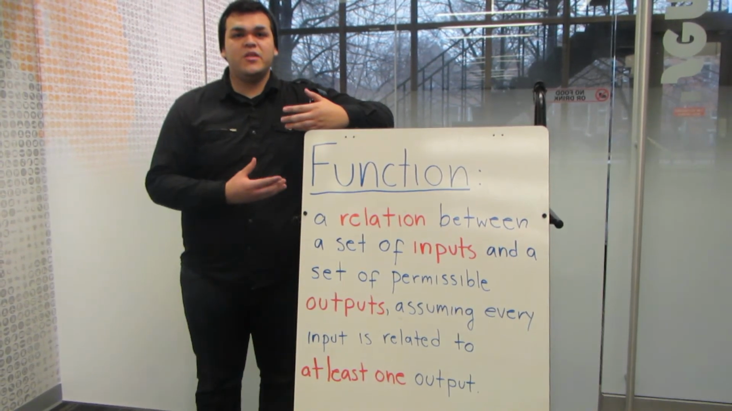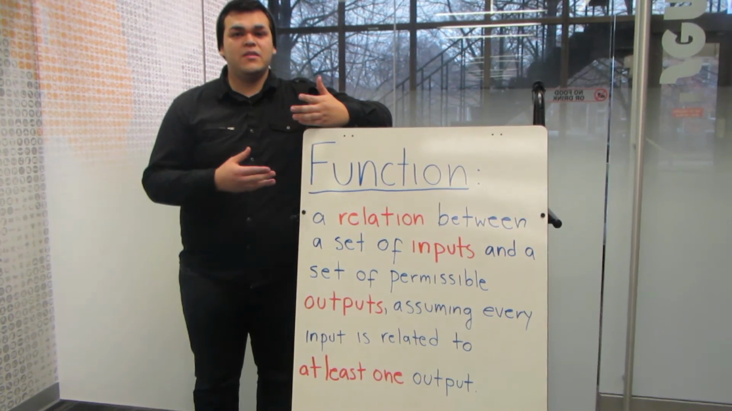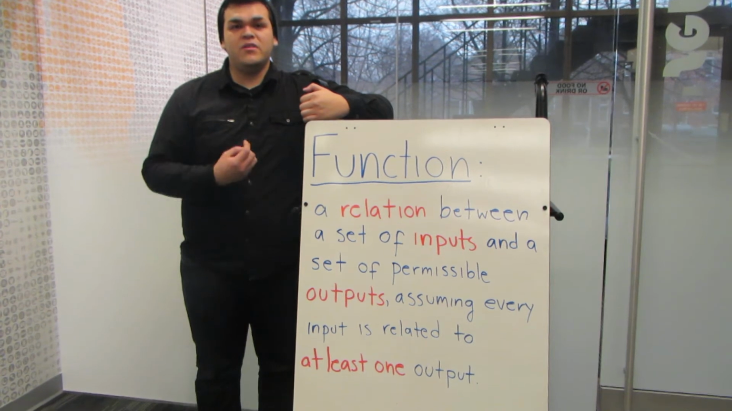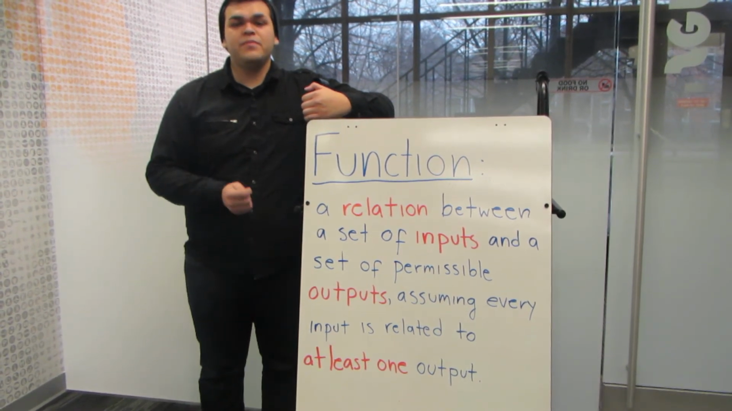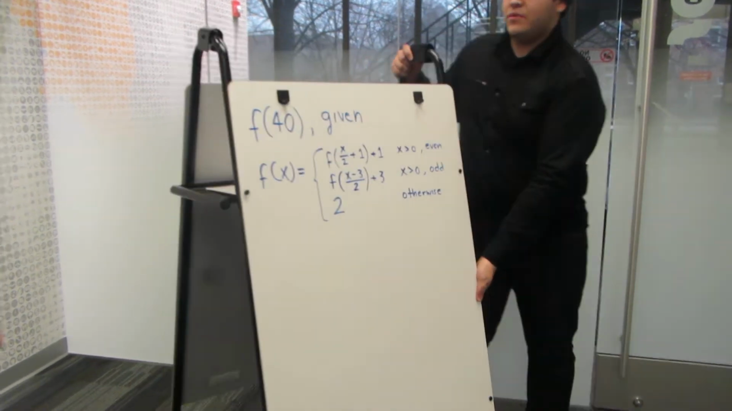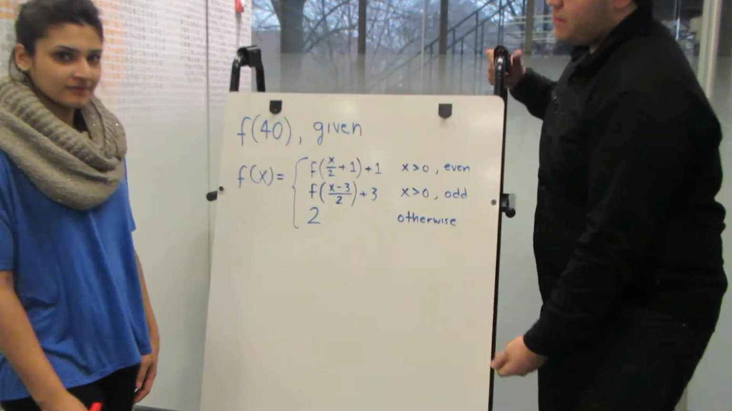A function is a relation between two sets, a set of inputs and a set of permissible outputs. And for every input, there is at least one allowed output. So let me turn this around really quick, and we're going to give an example of what a function is.